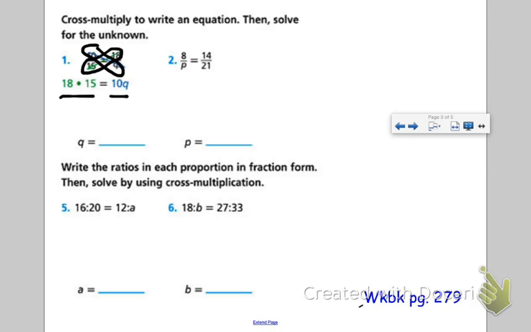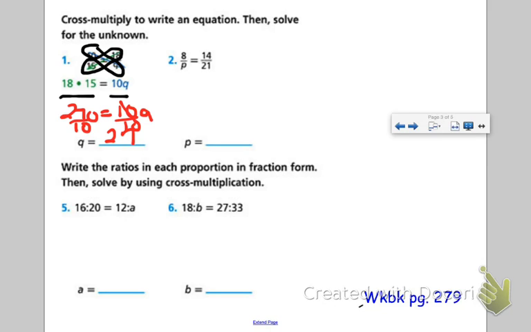18 times 15, well, let's see. 18 times 15 is going to give you 270. And of course, 10 times Q is 10 times Q. And then solve your equation. Divide by 10 to get your Q isolated. And 270 divided by 10 is going to give you 27.